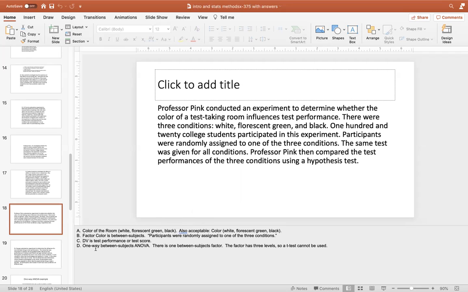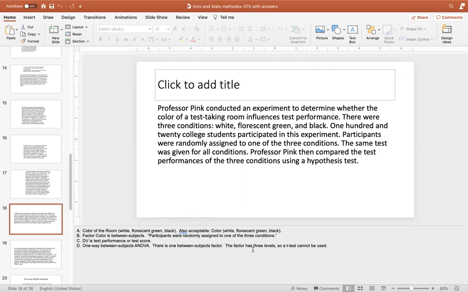And finally, the hypothesis test would be one way between subjects ANOVA. There is one between subjects factor. That factor has 3 levels, those 3 different colors, white, fluorescent green, and black. Because the factor has 3 levels, we cannot do a t-test.